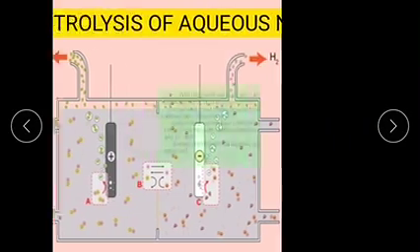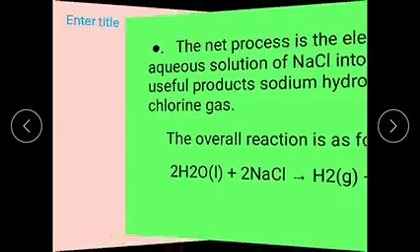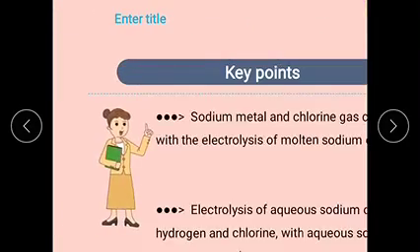Simply, we can observe in this electrolysis concept: in the case of electrolysis of molten NaCl, sodium and chlorine gases are formed. In the case of aqueous sodium chloride, it forms hydrogen and chlorine gas at the electrodes.